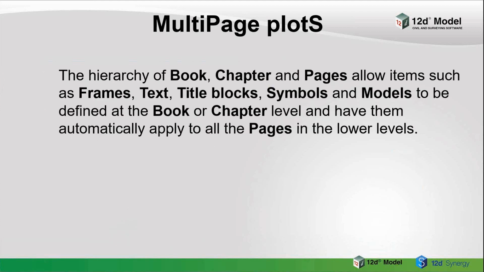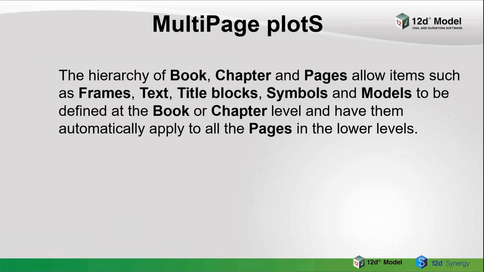So the hierarchy of book, chapter and pages means that you can put some text at the book level and it'll be on every page in every chapter. You can put something on the chapter and it only works for every page in that chapter. Or you can just put it on a page, things like that. So it makes it very easy: if you want the same title block for everything, you can just whack it on at the very beginning, the book level, and that's it.